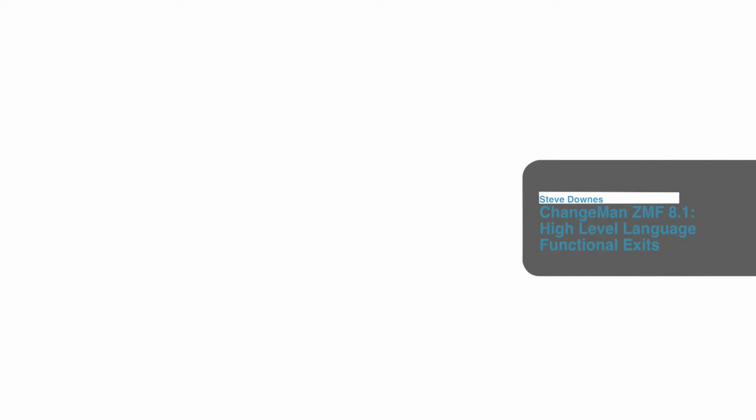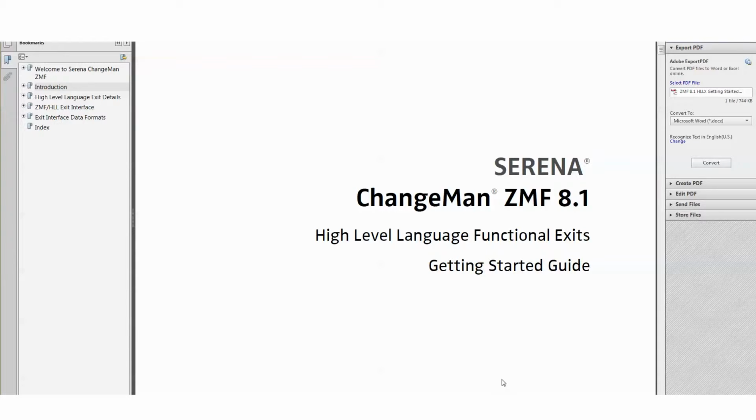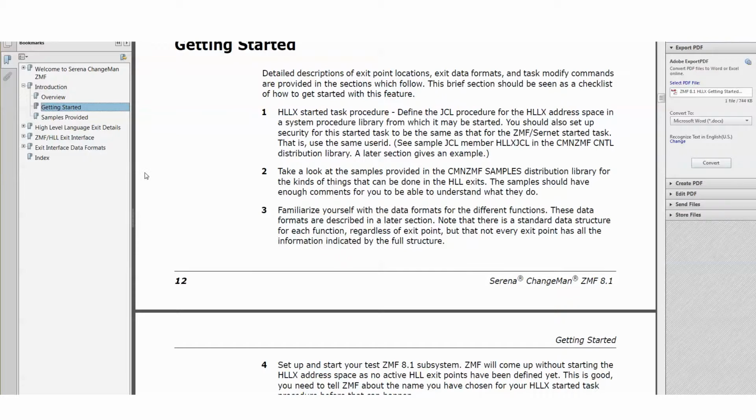I'd like to show you how easy it is to get started with the new high-level language exit points implemented in version 8 of the product. I should point out that there's a getting started guide manual, and we can see it in front of us just now. Amongst lots of details about all the different exits, there is an introduction including a getting started checklist, which will become very useful when you start implementing this stuff.